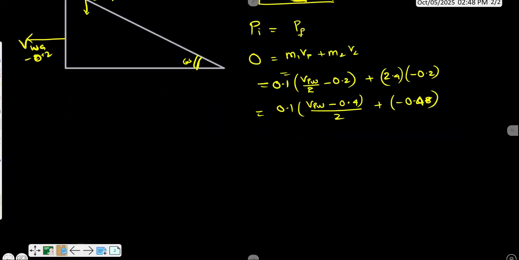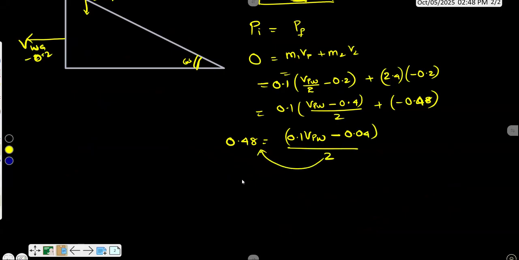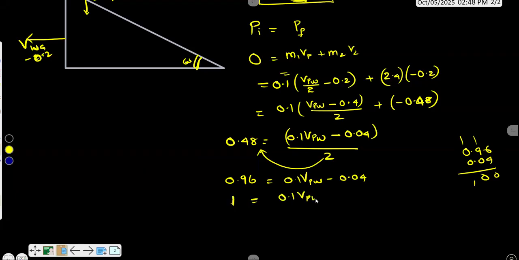Now what I'll do is I'll send this 0.48 to that side. If I send this 0.48 to that side, that would become plus 0.48 is equal to 0.1 into velocity of particle with respect to wedge minus 0.04 divided by 2. If I multiply these two, that would become 0.96 is equal to 0.1 times velocity of the particle with respect to wedge minus 0.04. If I send the 0.04 there, that would become 0.96 plus 0.04. 6 plus 4 is 10. 9 plus 1 is 10. That is 1. 1 is equal to 0.1 velocity of particle with respect to wedge.